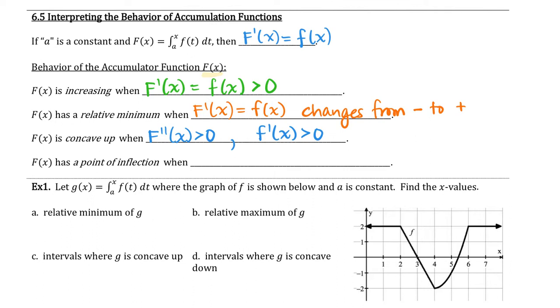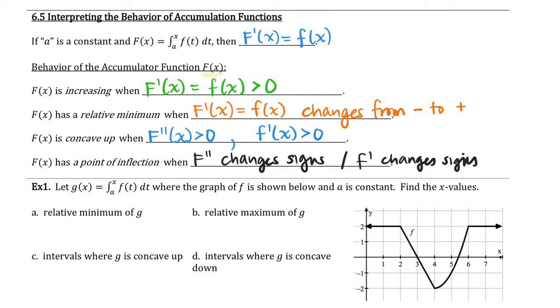And if I want to show that there is a point of inflection, that's concavity. So I want to see when big F double prime changes signs, or I can see when little f prime changes signs. And based on the given information, I often use little f prime. Okay, so let's see an example where this will apply.